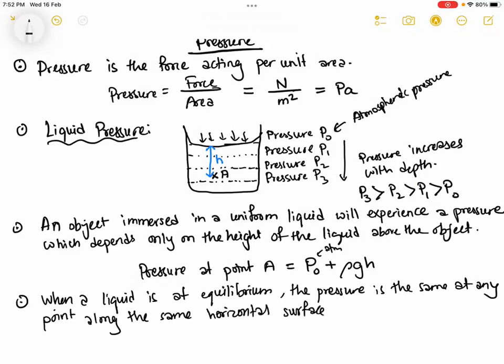What do I mean by this? Obviously the pressure is increasing downwards, so the pressure is changing vertically. But what about these horizontal lines that I drew? We assume that this liquid is at equilibrium. That means the pressure horizontally is the same at a certain level.